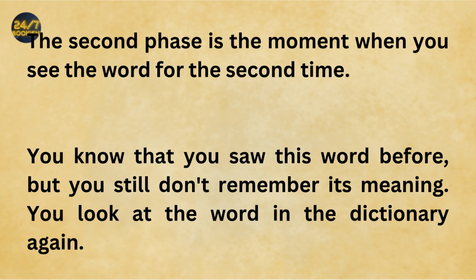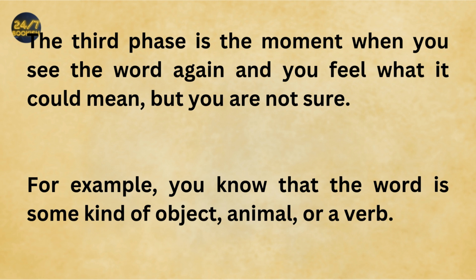The second phase is the moment when you see the word for the second time. You know that you saw this word before, but you still don't remember its meaning. You look at the word in the dictionary again. The third phase is the moment when you see the word again and you feel what it could mean, but you are not sure. For example, you know that the word is some kind of object, animal, or a verb.